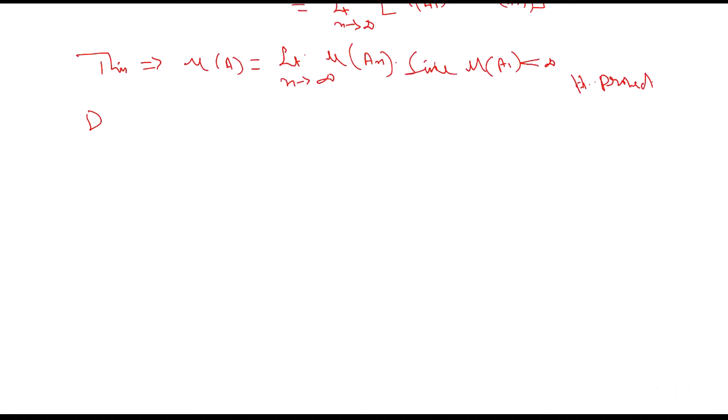Measurable functions. Theorem number is homework. Okay. Definition: measurable functions. Suppose (X, A) is a measurable space.